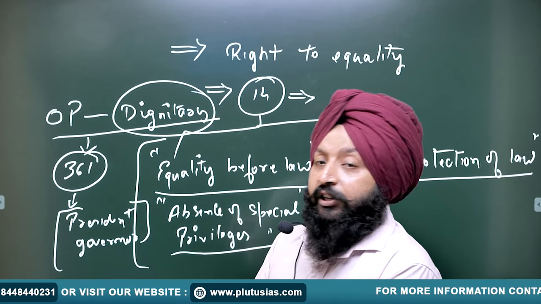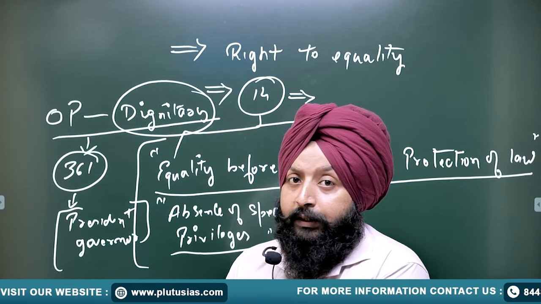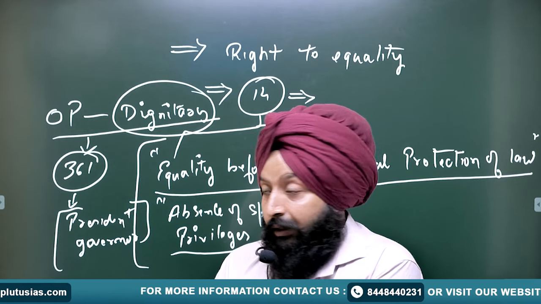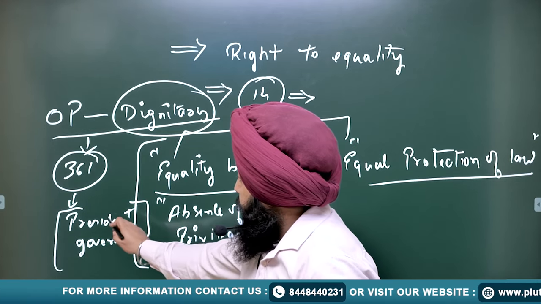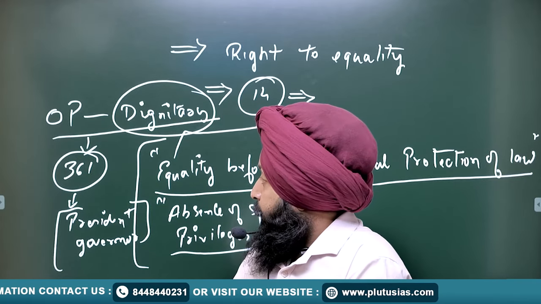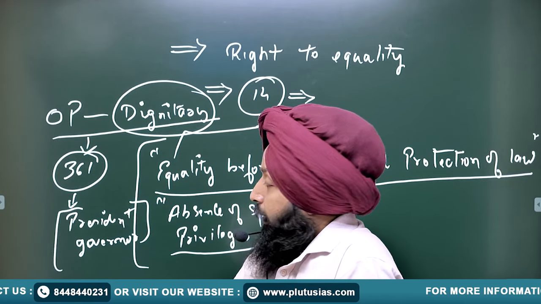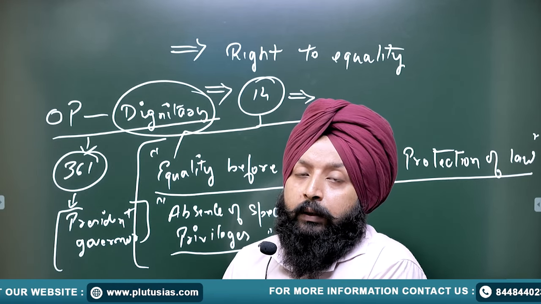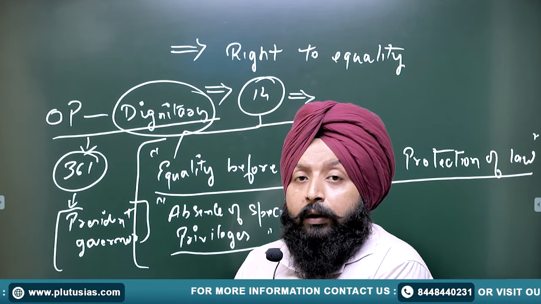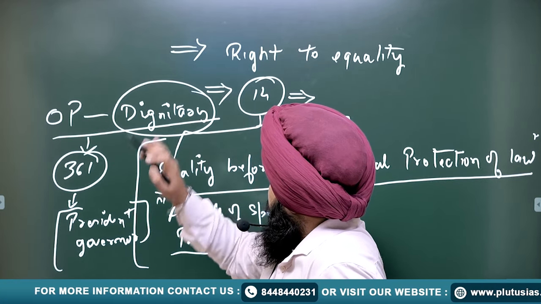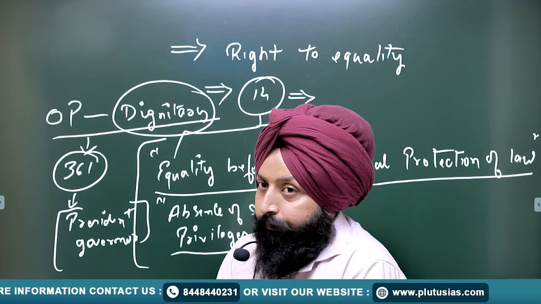Keeping in due consideration the offices, because President is the highest constitutional office in the state. So keeping in consideration the dignity attached with their offices, certain special provisions have been provided under Article 361 for them in case of initiating any criminal or civil proceedings against them. So this is an exception to equality before law.